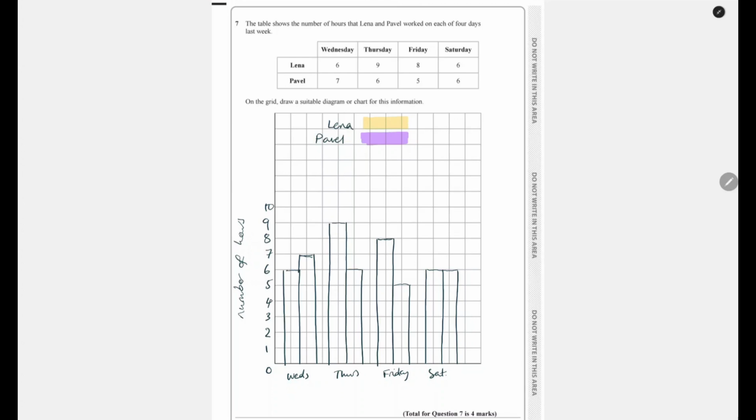And so now that we've drawn our bar charts, we just need to make sure that we've color coordinated them to match the key. So the first bar in all 4 of them represents Lena's hours.